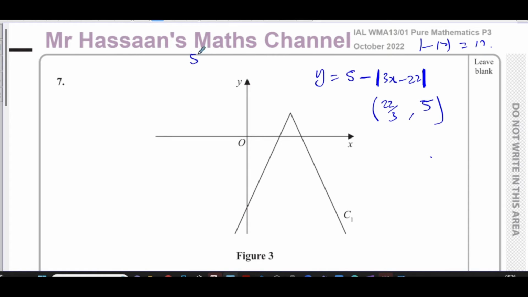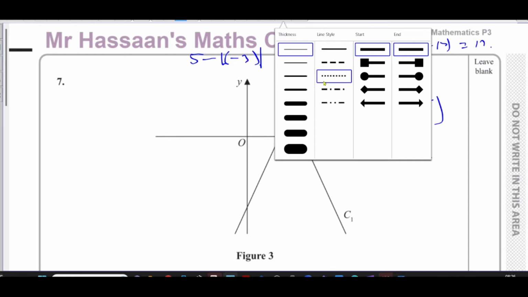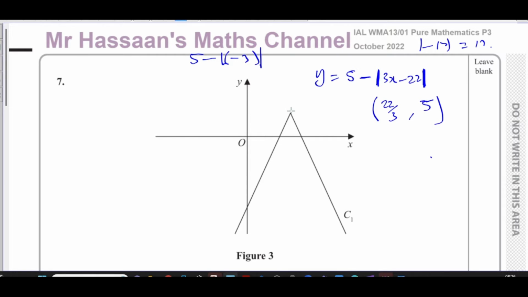You're never going to have the case where it will be 5 minus, and then you'll have minus 3, for example. Because if this is the modulus of minus 3, it's going to become plus 3. So it will become 5 minus 3. You'll never have 5 plus 3. You'll never have 5 plus something. So that means the highest it can ever go is 5. So this graph will never ever go above the value of 5. That's the highest it goes.